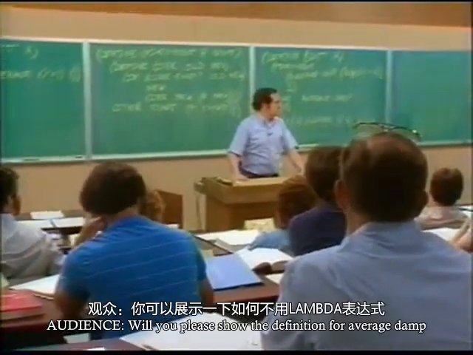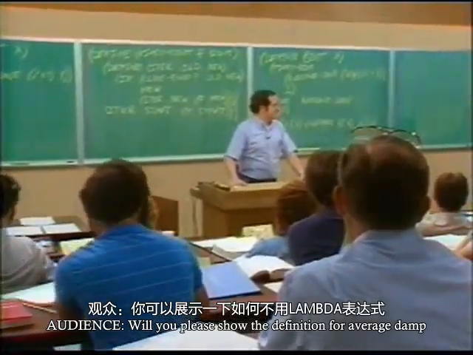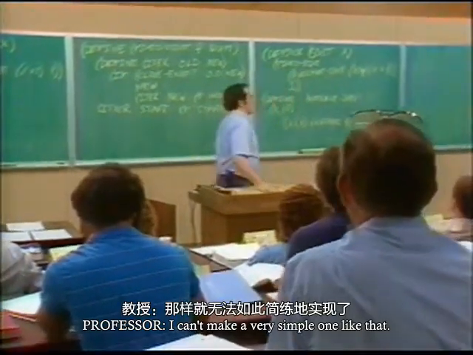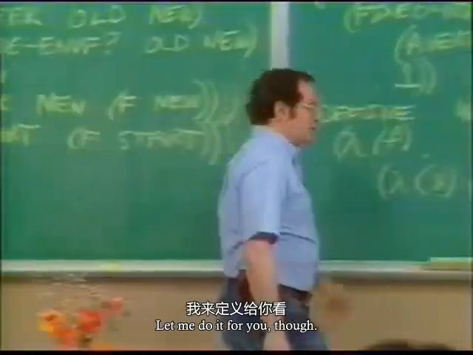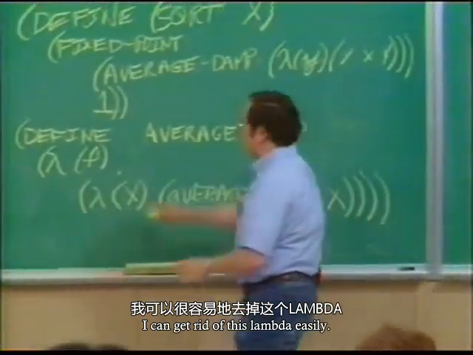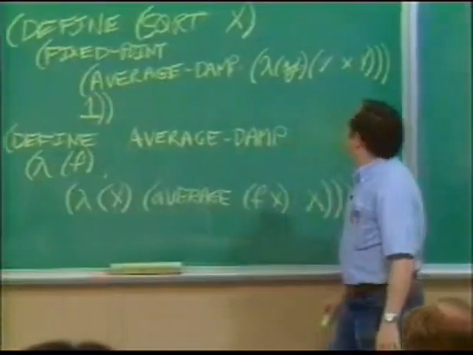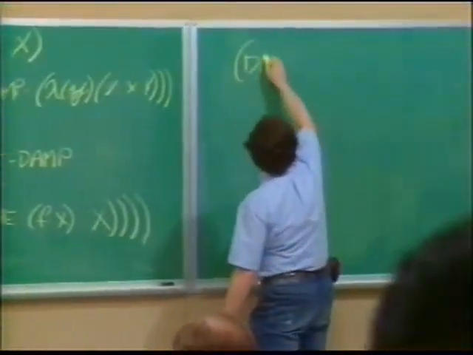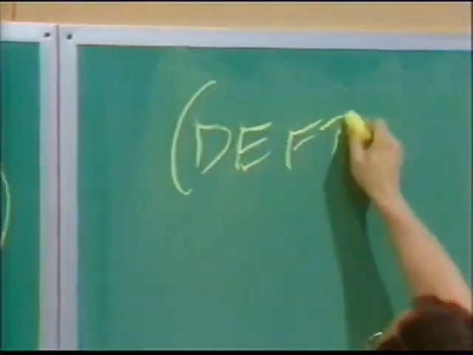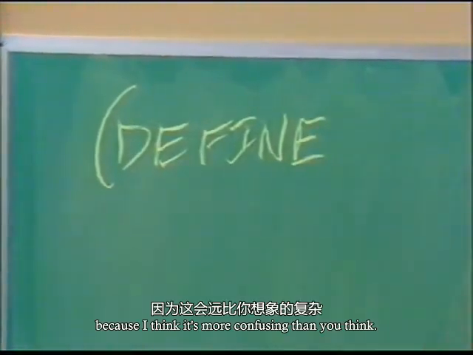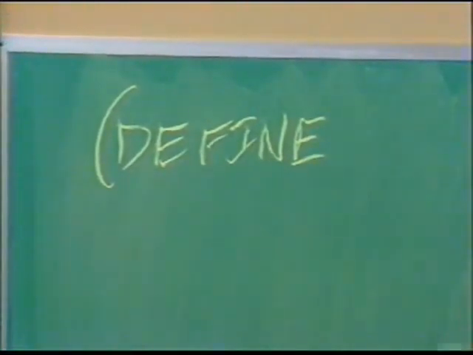Once again, would you please show the definition for average damp without using lambda notation in both cases? I can't make a very simple one like that. Let me do it for you, though. Okay, I can get rid of this lambda easily. Actually, I'm lying to you. I don't want to do what you want, because I think it's more confusing than you think. I'm not going to write what you want.